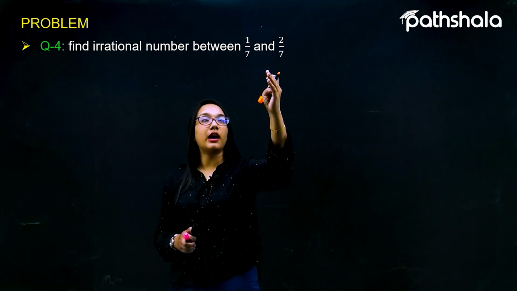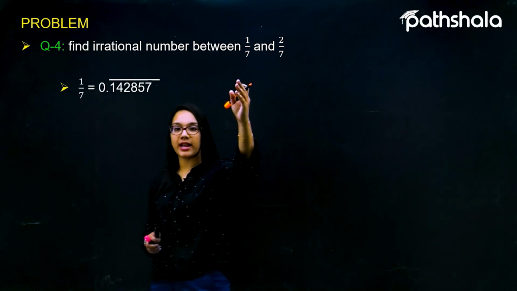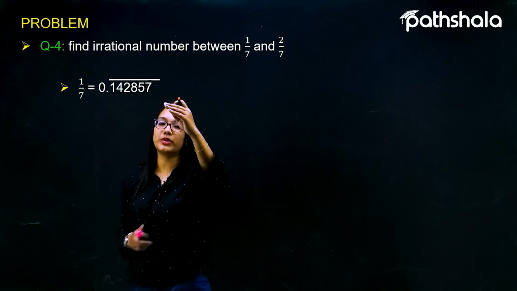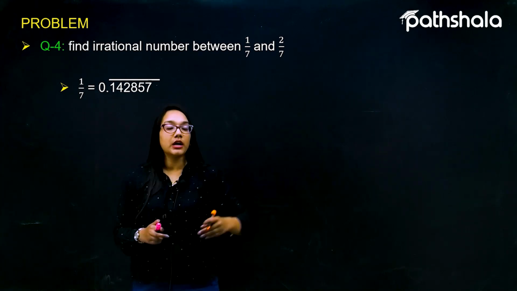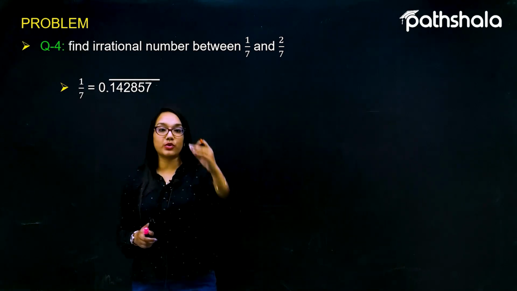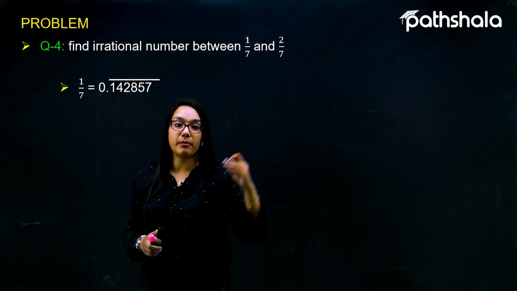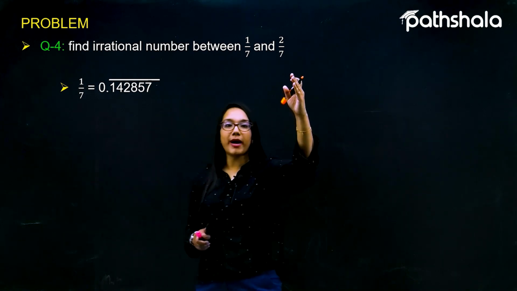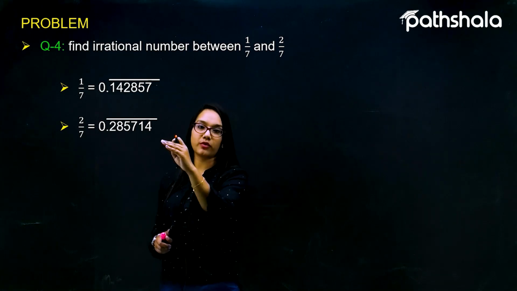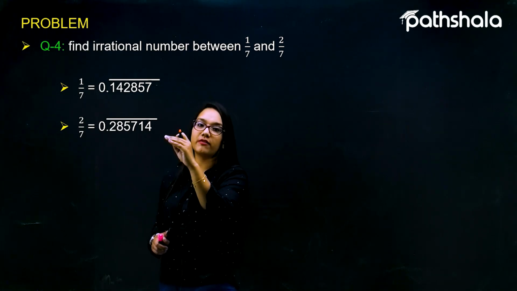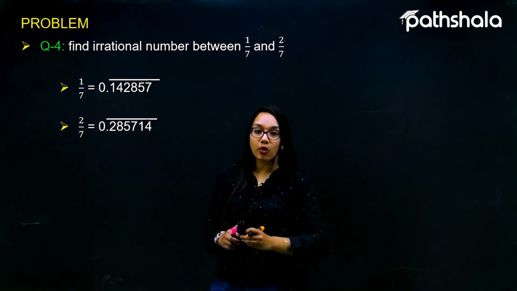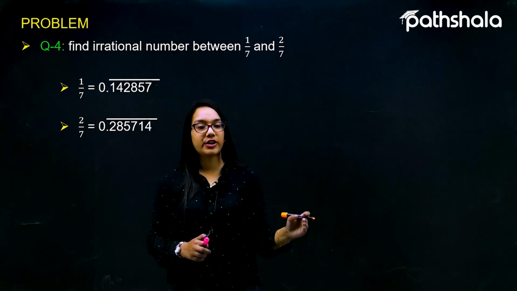As we know, after dividing 1/7 as a fraction, we get the answer as 0.142857 bar. So it is a non-terminating and repeating number. Further, we can say that 2/7 represents a number of the form 0.285714 bar. So in between these two numbers we can locate infinitely many irrational numbers.